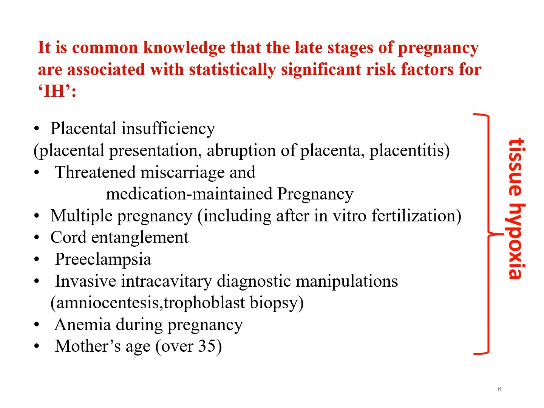It is common knowledge that the late stage of pregnancy is associated with statistically significant risk factors for infantile hemangioma, like placental insufficiency, threatened miscarriage and medication maintaining pregnancy, multiple pregnancy, cord entanglement, preeclampsia, and also the mother's age over 35 can be a cause of this type of disease.